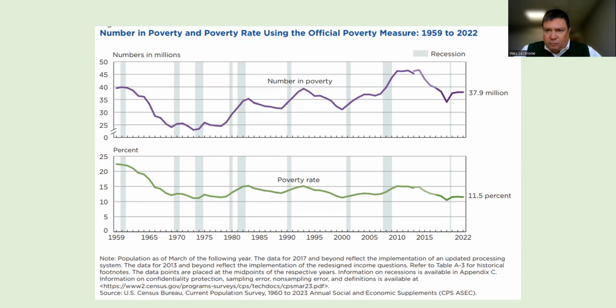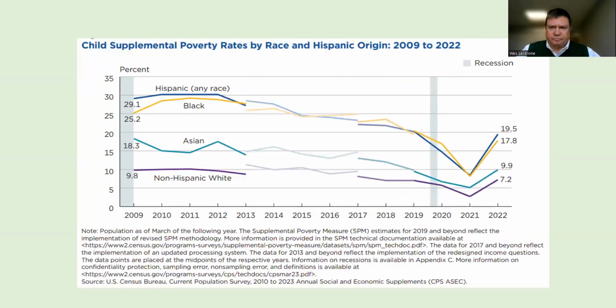Now, there was that little blip. You can see it around 2020, in which the poverty rate dropped quite a bit. A lot of that was due to COVID relief programs that helped people in need. And as that COVID relief money started to run out, we see a slight rise in the amount of people that are in poverty in the United States.